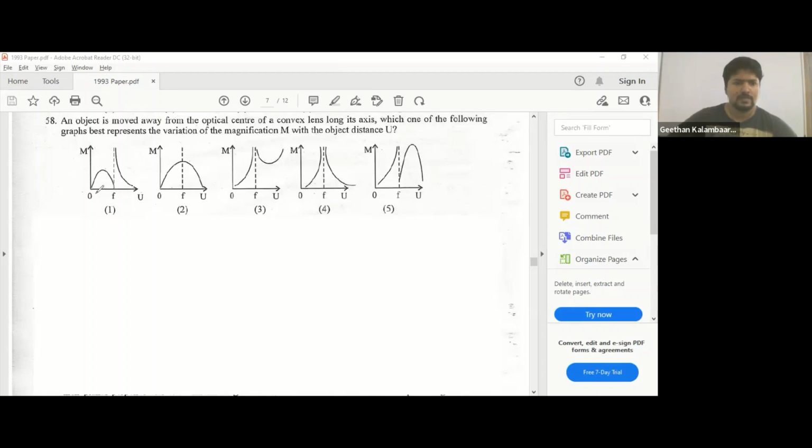There has to be two graphs, because when you take the object distance from 0 to f, it's a virtual image that you get, and when you take your object from f to infinity, it's a real image that you get. So there are two magnifications.